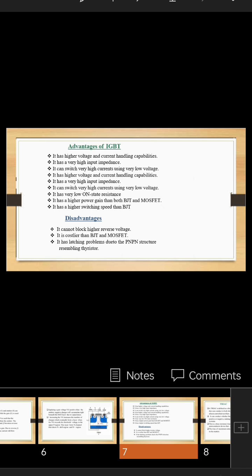The advantages of IGBT: it has higher voltage and current handling capabilities. It has a very high input impedance. It can switch very high currents using very low voltage.